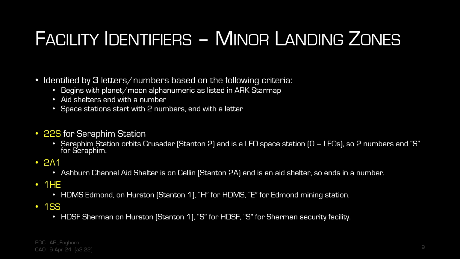Anyway, anything that's down on a planet that's not one of those will go first digit being the planet number, and then the second and third will be letters, meaning it's something else that's not a major landing zone. It's not a space station. So like 2 Alpha 1 would be Ashburn Channel on Cellin, because the 2 Alpha is, Stanton 2 is Crusader, Stanton 2 Alpha is Cellin, the moon of Crusader, and then the aid stations just end in a number. Everything else will go number, digit, again based on the name and what they are. So for example, 1 Hotel Echo and 1 Sierra Sierra would be on Hurston, H for an HDMS, S for an HDSF, and then E for Edmund and S for Sherman.